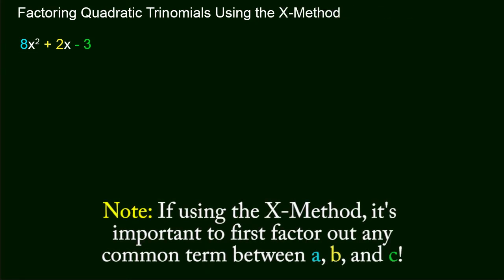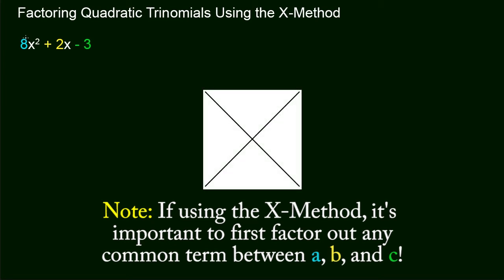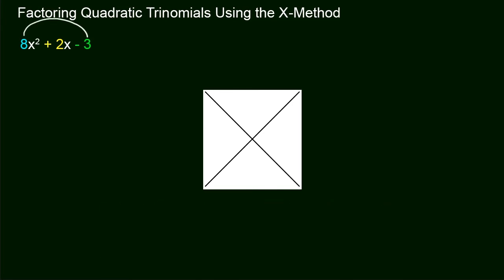Factoring quadratic trinomials using the x method. To start this method, we are going to first find the product of 8 and negative 3 and write it in this top box over here. So a times c is going to be 8 times negative 3, which is negative 24. The sum b is going to go at the bottom of our x over here, which is a positive 2.